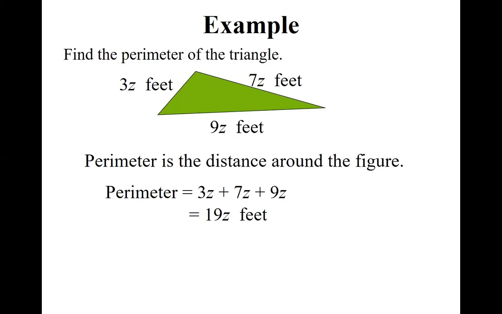3 plus 7 is 10 of them. 10 plus 9 is 19 of them. 19 of what? 19 of z, 19z. And we say that it's 19z feet because those were the units of the problem. And perimeter is a distance, so it needs to have units.